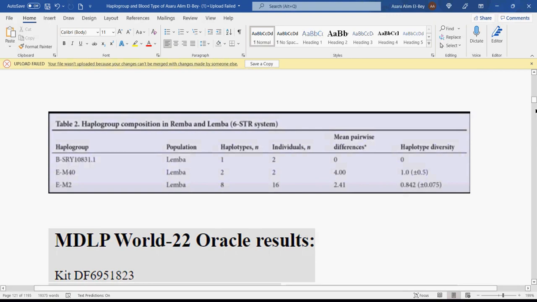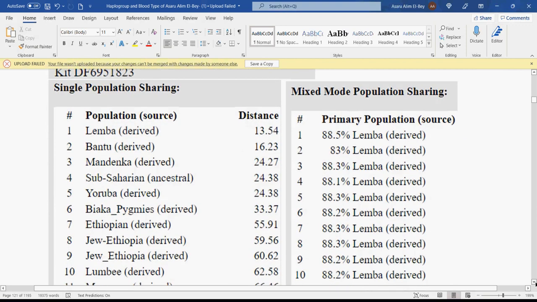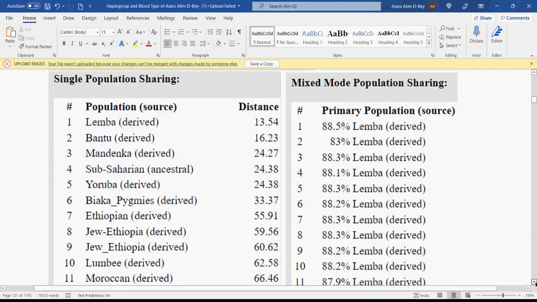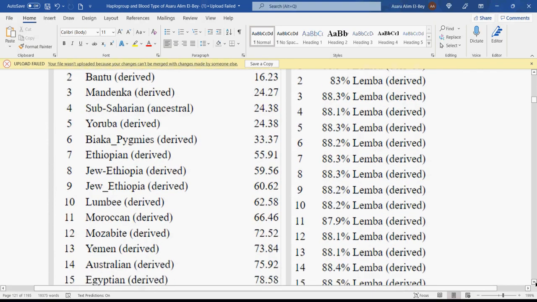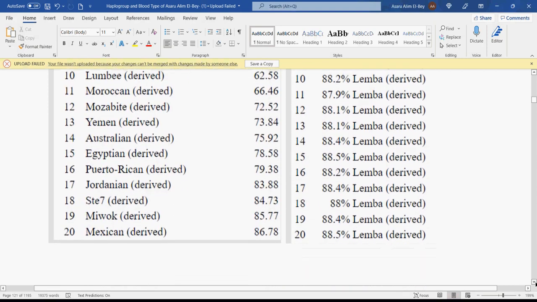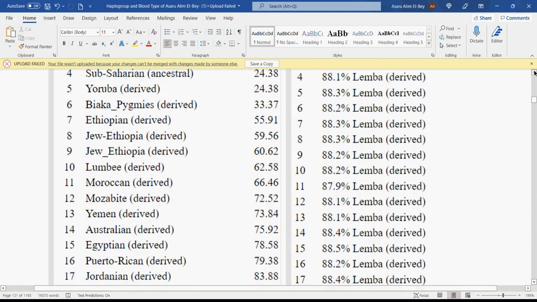I went to MDLP World 22 Oracle Results, and these are the results. And you see the population derived. This is the smallest, that means it's the closest, 13.54. The mixed mode population shared, 88.5% Limba, 83% Limba, Limba, Limba, all the way down to 20. So Limba is definitely showing quite a bit in the chart.